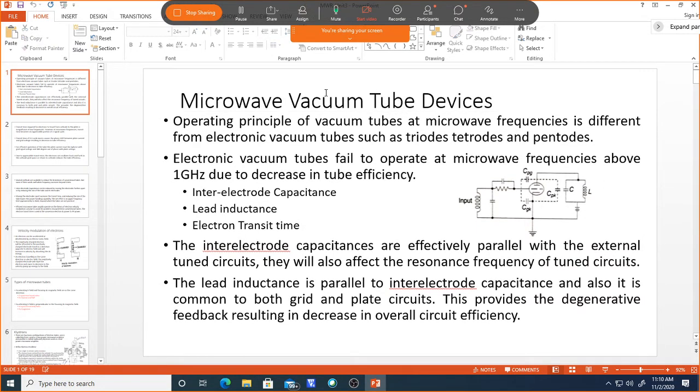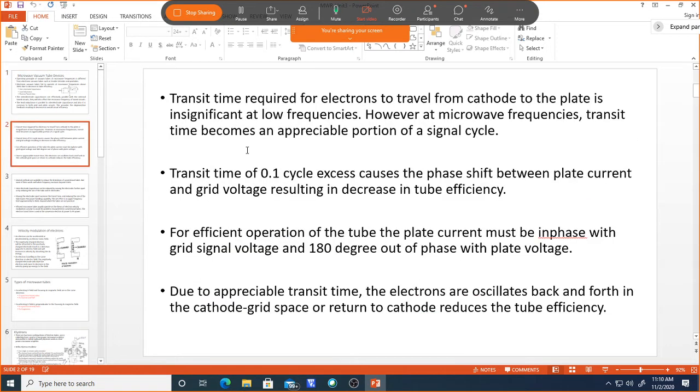Now we will see the mechanism of how microwave vacuum tubes generate power signals. As I said, the transit time required for electrons to travel from cathode to plate is insignificant at low frequencies. At microwave frequency, this becomes comparable to the signal cycle, an appreciable portion. The advantage of this transit time effect is taken into consideration in the microwave tube, and it generates high power microwave signals.